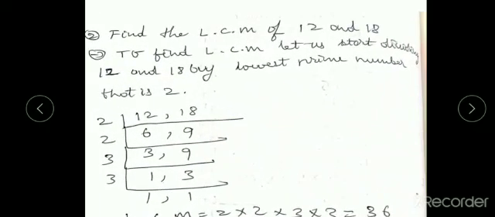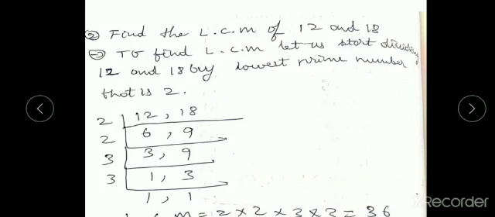Now let us take another problem, that is, find the LCM of 12 and 18. To find the LCM, let us start dividing 12 and 18 by the lowest prime number, that is 2.